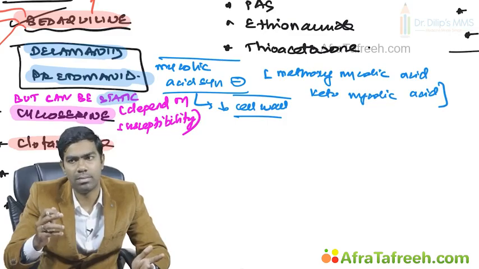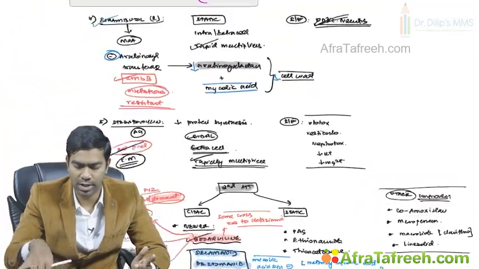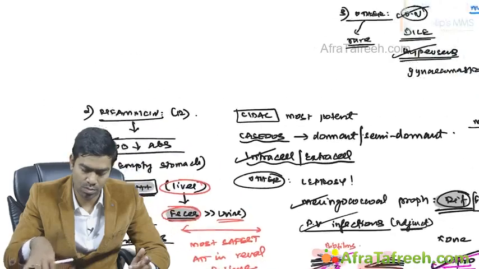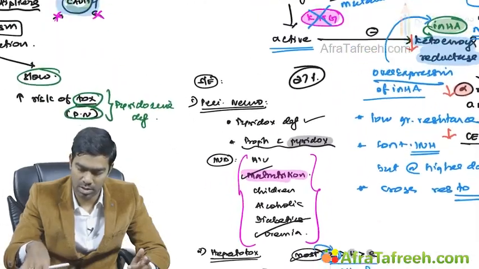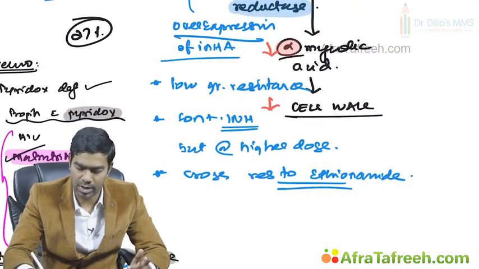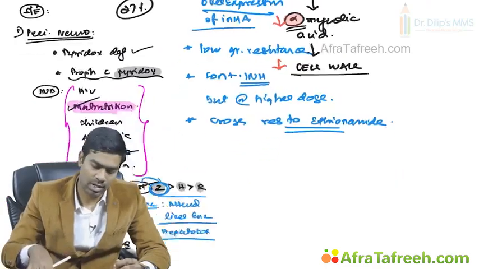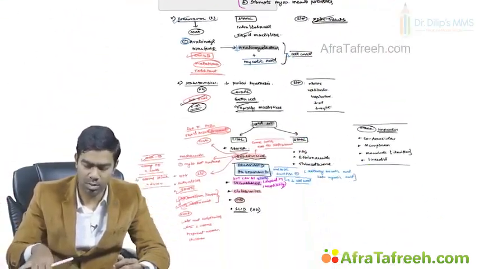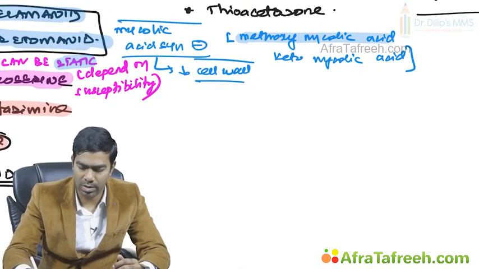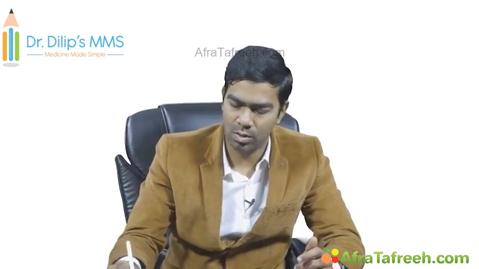But this is the point I told you before. When you take isoniazid, I told you in the beginning itself, they are going to inhibit typically the alpha mycolic acid. Clear? That is why I told you it's an important point, because delamanid and pretomanid are going to inhibit the methoxy mycolic acid and ketomycolic acid synthesis, not the alpha mycolic acid synthesis. Clear? That's why that point is important. So again, they are cidal drugs. There's no doubt about that.